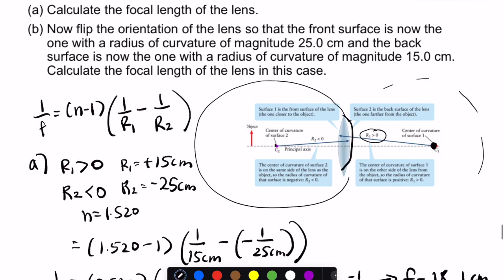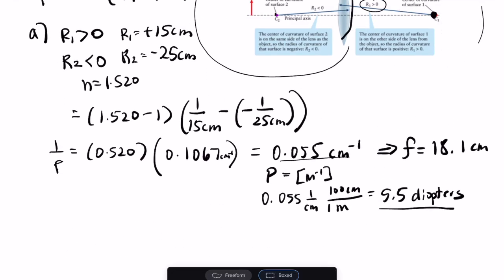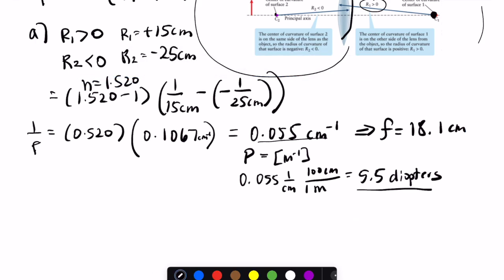So part B. Now we're going to flip the orientation of the lens so that the front surface has a magnitude 25, the back surface has magnitude 15, and calculate the focal length in this case. So we're going to have this same picture. I want to draw the picture because I feel like that's going to be important. So here are our 2 radii of curvature. This is R1, which now has magnitude 25. This is R2, which now has magnitude 15.